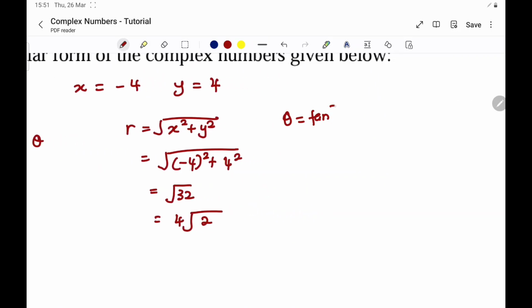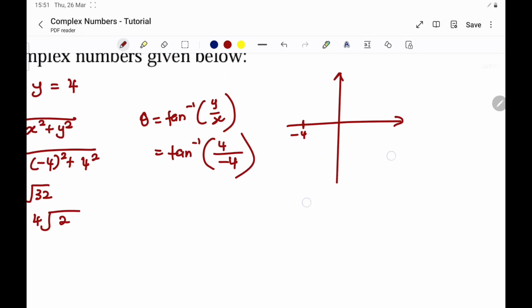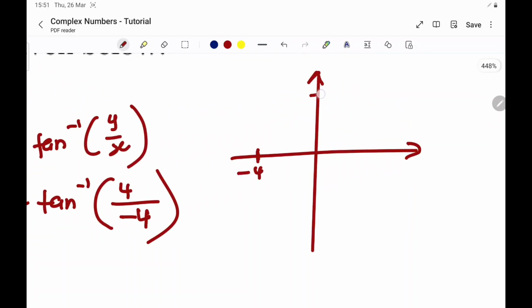For theta, we already have the formula, inverse tangent of y divided by x. So inverse tangent, y is equal to 4, and then divide by negative 4. Basically here, if we draw this, x is equal to negative 4, so it should be around here, negative 4. Y is equal to 4. So your point for x and y should be around here.